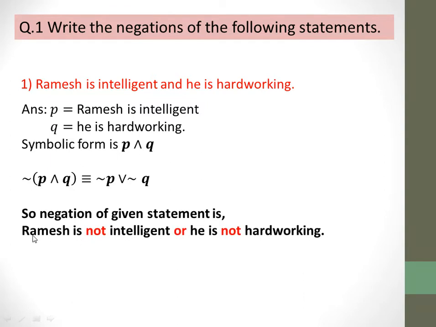We have to write negation P, so it becomes Ramesh is not intelligent. Then as per this symbol we write or, then negation Q, so we write he is not hardworking. See the special words that we have inserted in this statement. So the negation of the given statement is: Ramesh is not intelligent or he is not hardworking. In the answer we just have to write the statement only, not necessarily all this part.